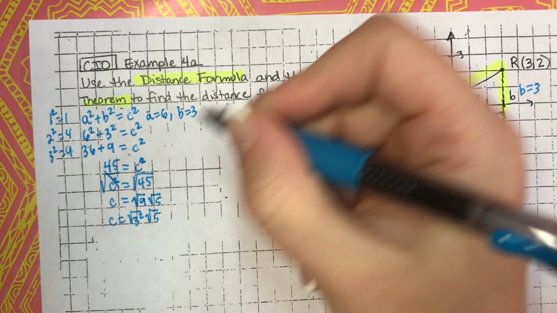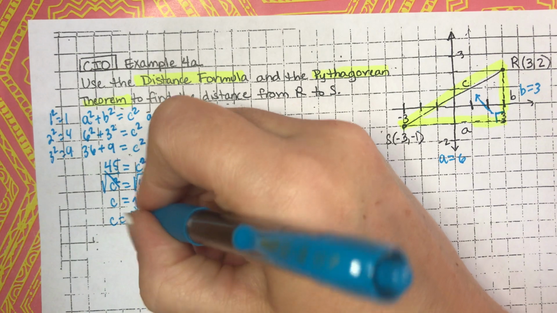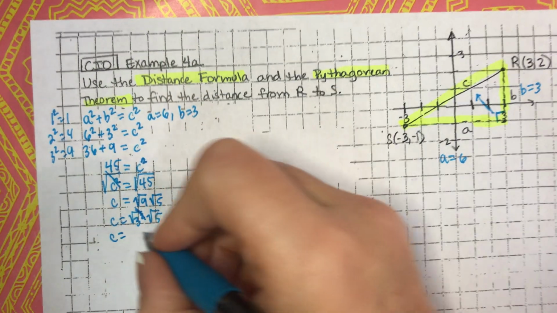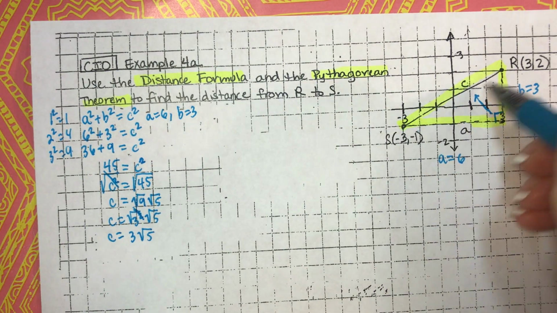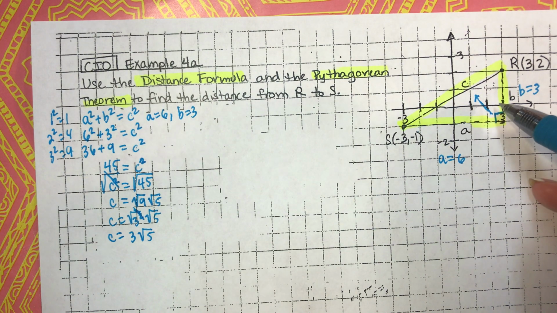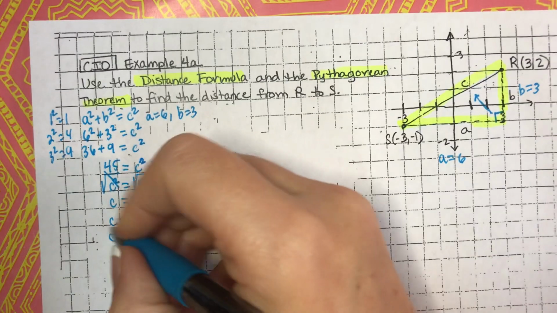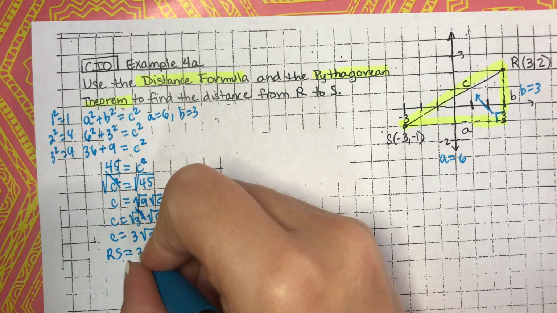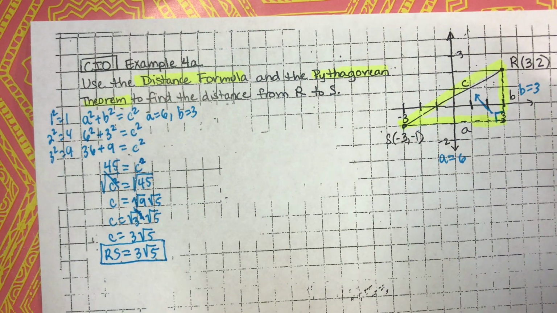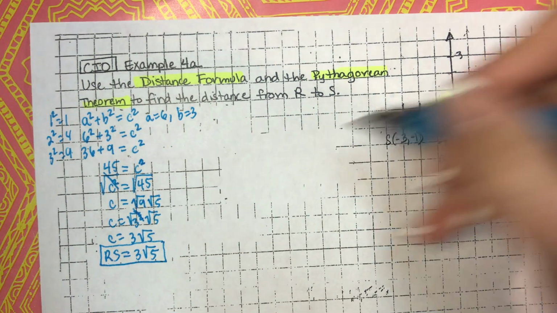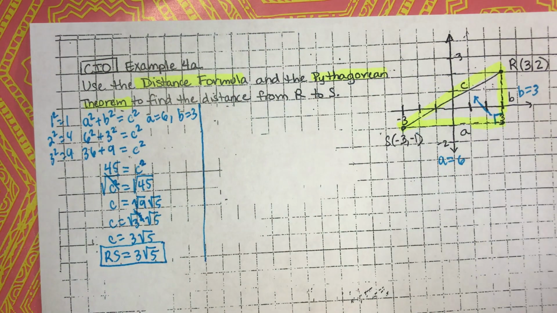And then I got the square root and the square. They cancel each other out because they're inverse operations, and it is Fruit Ninja time. So I end up with 3 square roots of 5. That's C, and C is the distance of RS, right? R comes before S in the alphabet, right? Yeah. RS equals 3 square roots of 5. And yeah, there we go. That is our answer using the Pythagorean theorem. Okay, not the distance formula. That's what we're about to do right now.